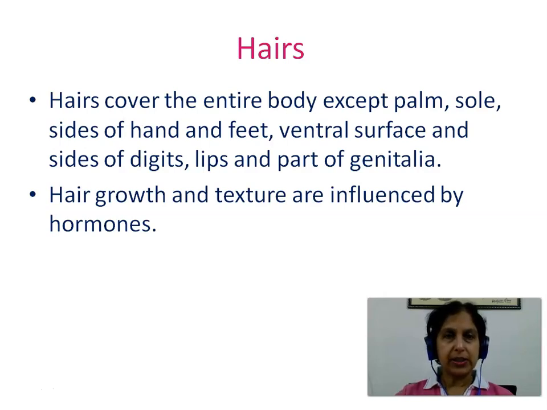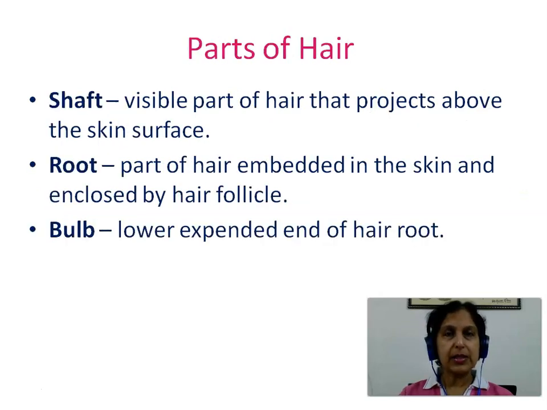Hair growth and texture are influenced by hormones. Let us see the parts of hair. Shaft. This is the visible part of the hair that projects above the skin surface. Root is the part of hair embedded in the skin and enclosed by the hair follicle. Bulb. This is the lower expanded end of the hair root.